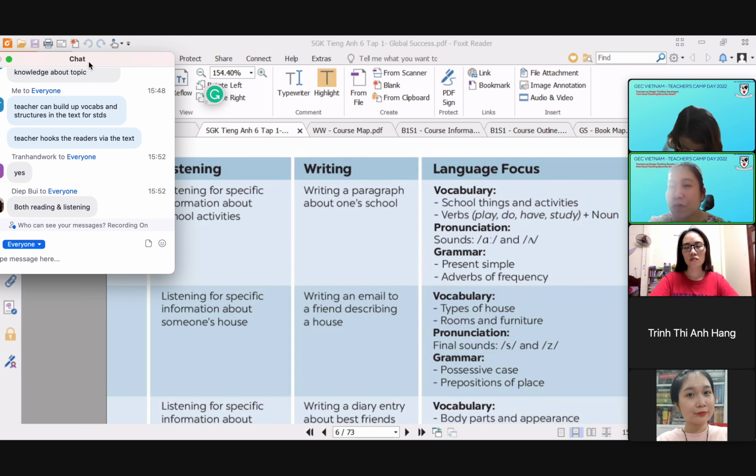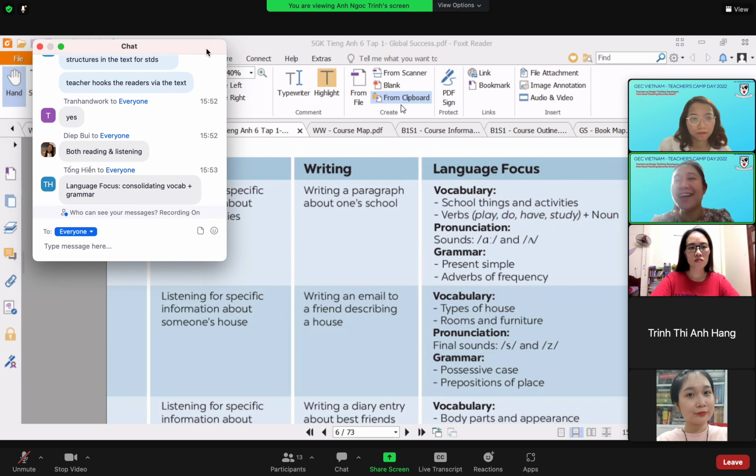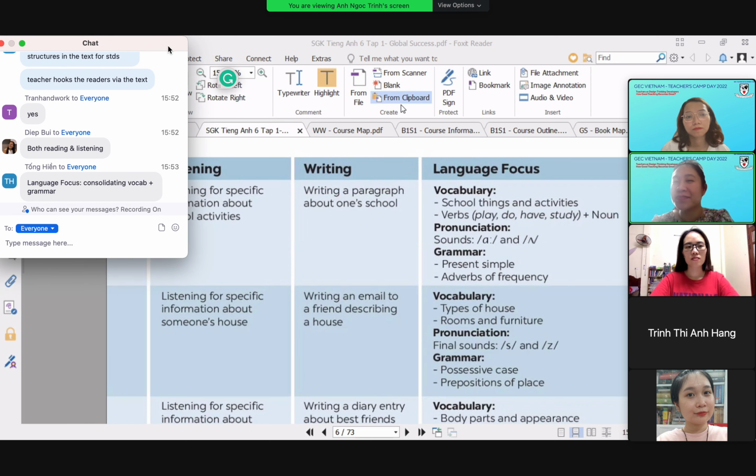But why is the language focus put at the end? Do you know why the authors put the language focus at the end? Excellent. Consolidating vocabulary and grammar. Consolidation. So you think that the language focus put at the end is just kind of consolidation? That's great. The language focus here is a highlight.